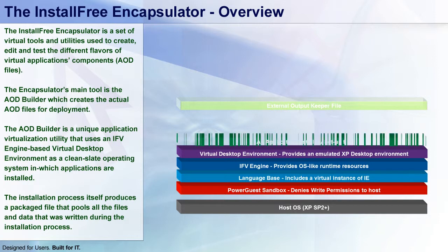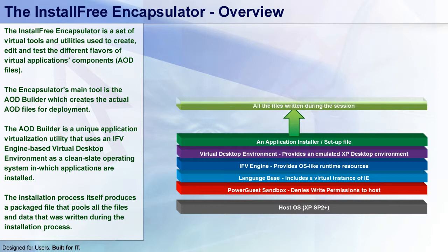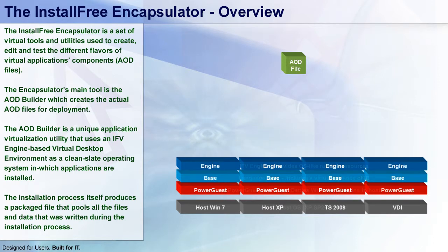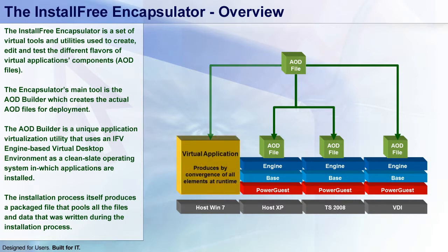Once the environment has been built, the packager loads a setup or installation file and runs it just as he would on any Windows machine. But the files and data are not written into the environment, but rather to the external file. It is this file that is at the end of the process saved as an AOD, which can then run on any Windows platform on top of the foundations provided by the Power Guest, base, and engine. When the actual virtual application is launched, all the different components bind at runtime and perform just like any regular application would.